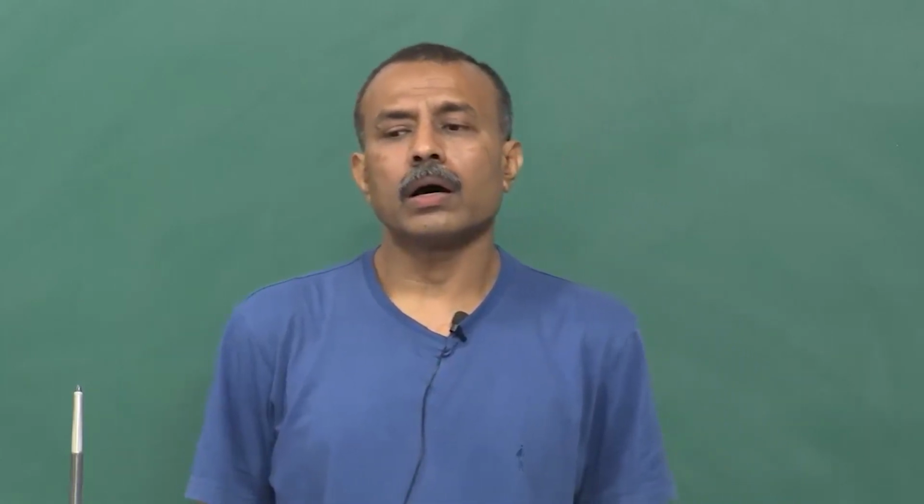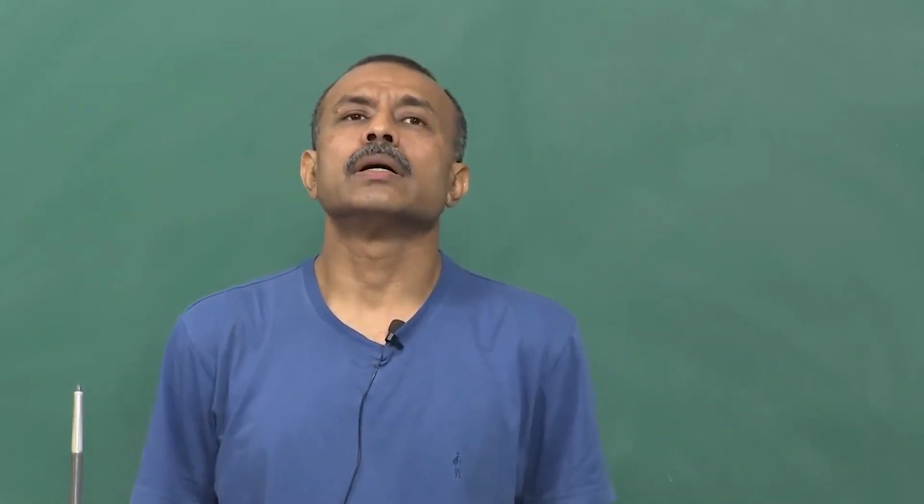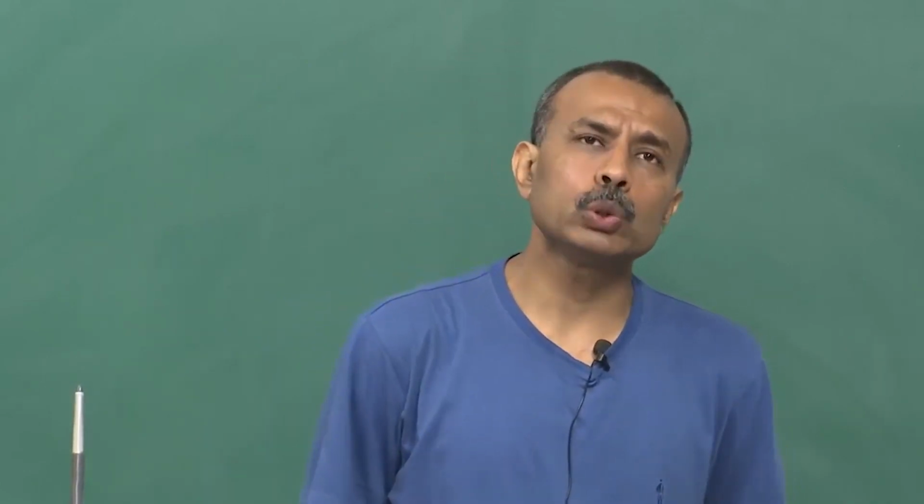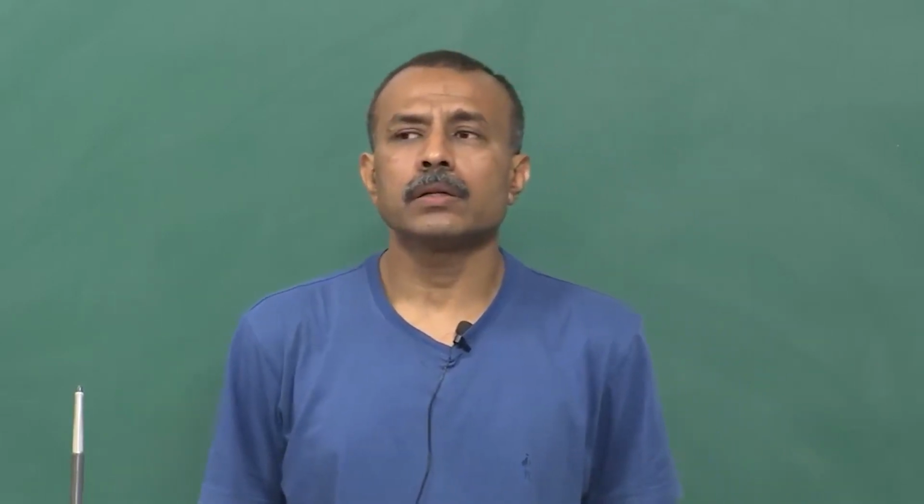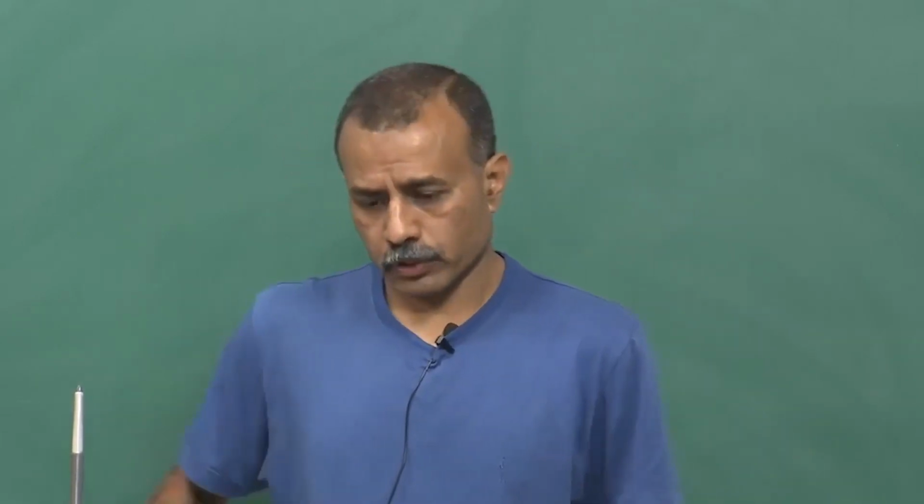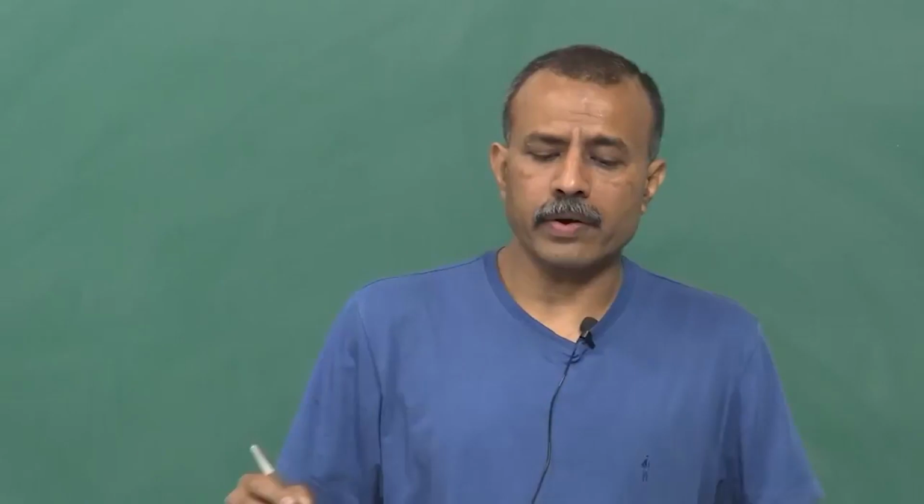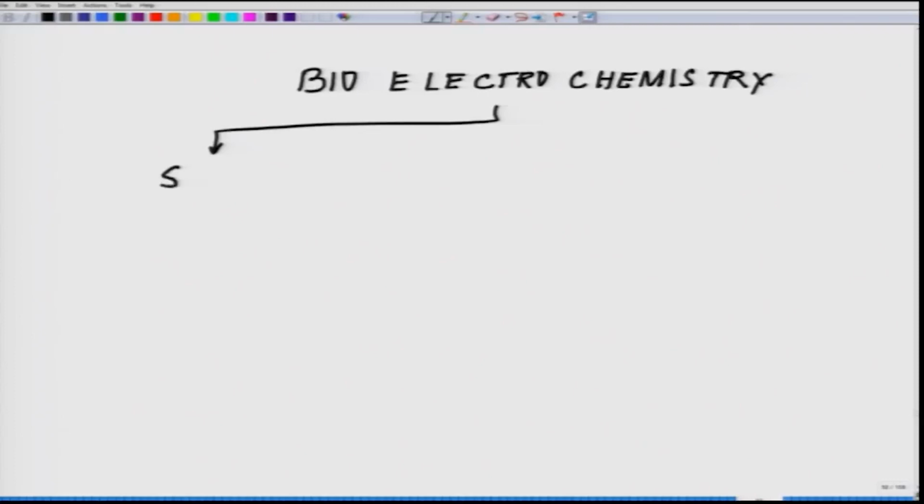So, in a sense, bioelectrochemistry has 2 aspects. One aspect is the biomedical or biosensor approach. So, if I had to put it like this, what are the different potential areas where this area can move? Bioelectrochemistry. One of the potential areas is biosensors.